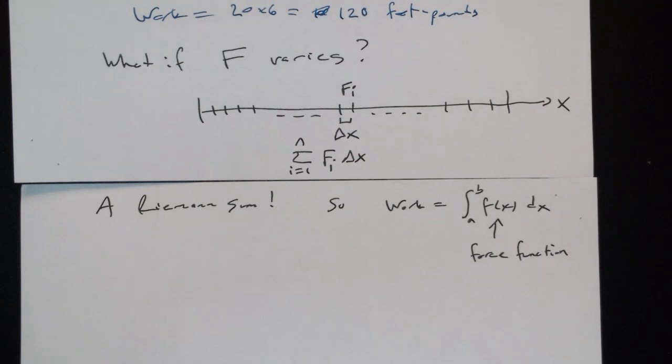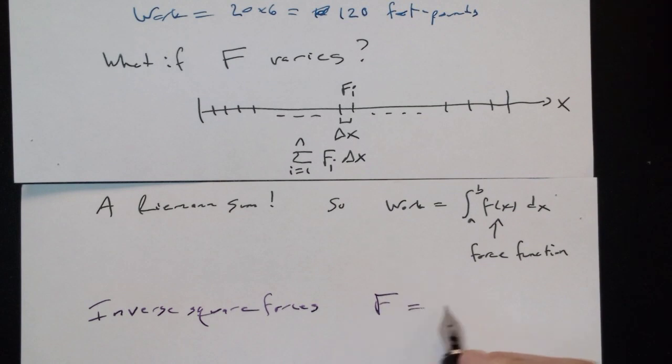With the exception of the constants involved, which are specific to the situation, what charge is on each particle, what magnetic charge is on each particle, the mass of each object in my gravitational system, I can really say that for all of those inverse square forces, F is some number over x squared.